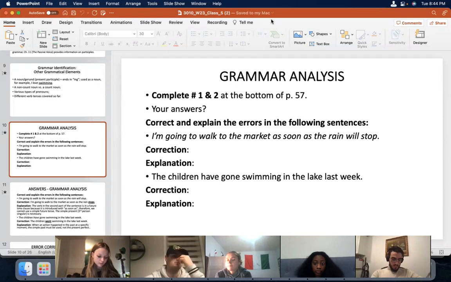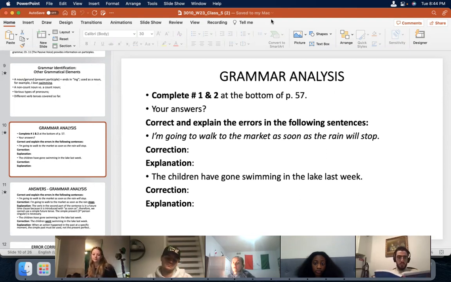Well, the answer is, I'm going to walk to the market. Now, do you agree that is the main clause? I'm going to walk to the market. So there you have to put the future tense. I'm going to walk, okay? Now, as soon as, that's the beginning of a time phrase, a time clause. Do you understand that? And in the time clause, in the future, the verb is always simple present.